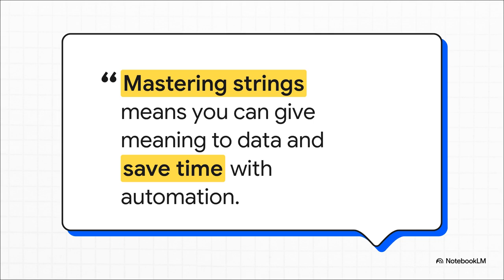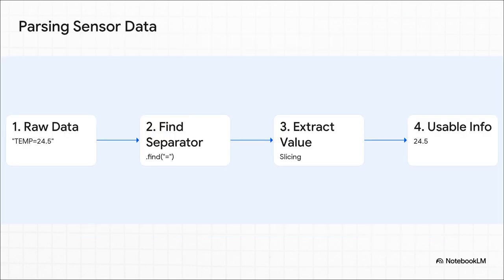When you get good at handling strings, you can start making sense of raw data. You can automate tedious tasks, and you can build things that communicate way more effectively. Honestly, it's one of the first things you need to master if you're working with data or code. Let's look at a perfect real-world example.